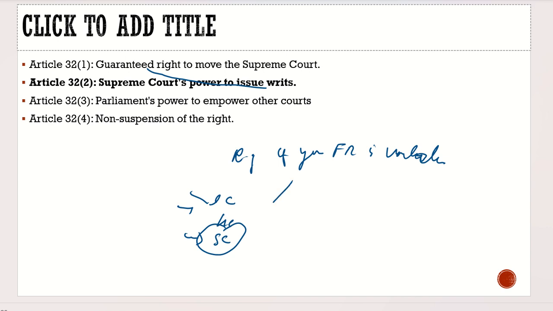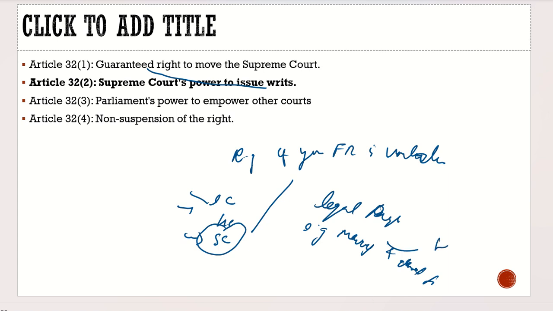Now suppose a legal right is restricted. For example, you wanted to vote or you want to marry, and you are not allowed to marry for certain reasons. Can you go to the Supreme Court? Earlier it was established that the right to marry is a fundamental right, but in 2024 we saw how it is not a fundamental right anymore. So for this reason you cannot go to the Supreme Court directly. You will first approach the High Court or the lower court. So this is the difference.